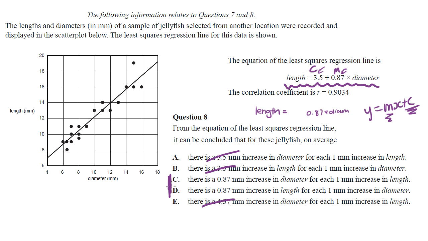So the answer here is D, because this would be the other way around if our independent and dependent variables were flipped. If we had diameter equals something times length, then this would be the correct answer. But in this case, we're talking about length increasing for every 1 millimeter increase in diameter. So the answer is D.